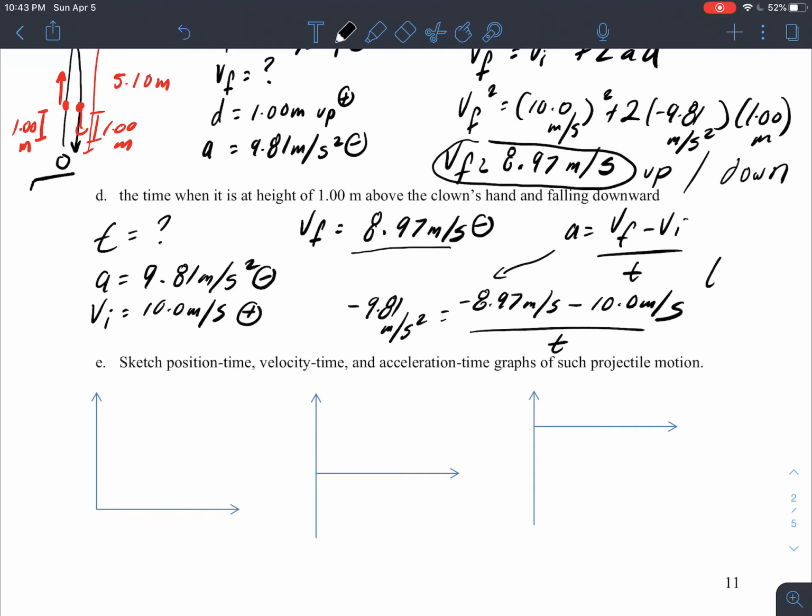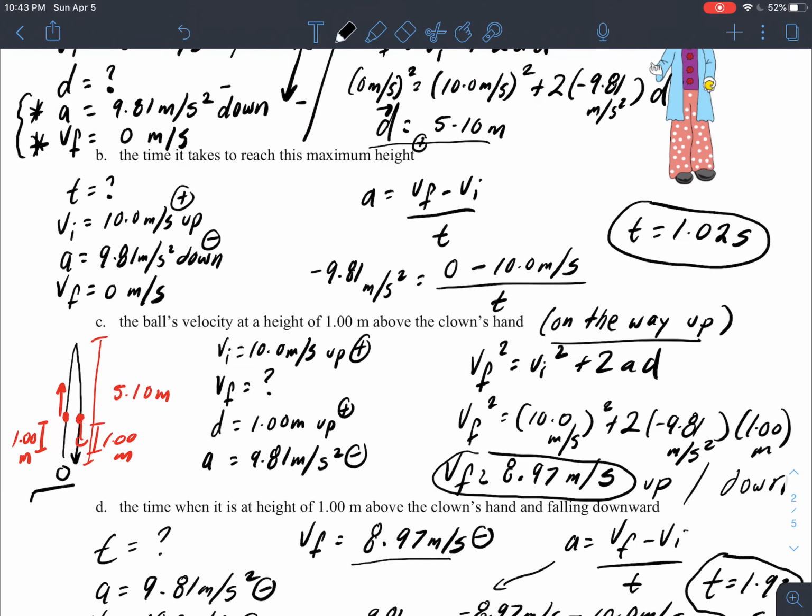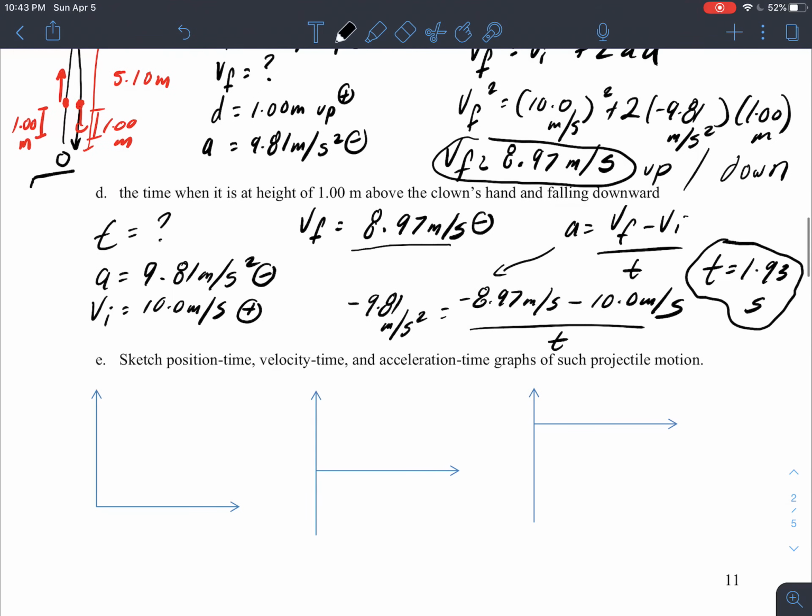If you did that calculation, we should be getting 1.93 seconds as our time. And again, we just have to put it through the common sense filter. We said that it takes 1.02 seconds to reach maximum height. So it seems to me that 1.93 seconds is reasonable, because that's going to be after it reaches maximum height and when it's falling, and moreover, it's close to the ground. So that totally makes sense.